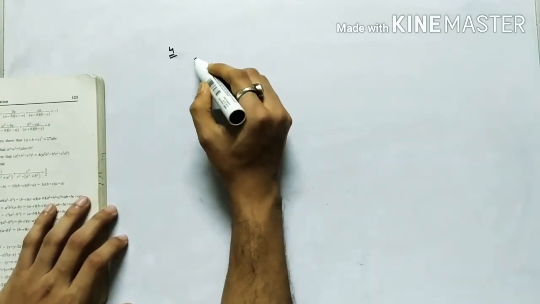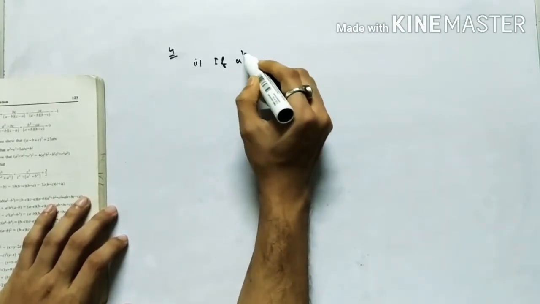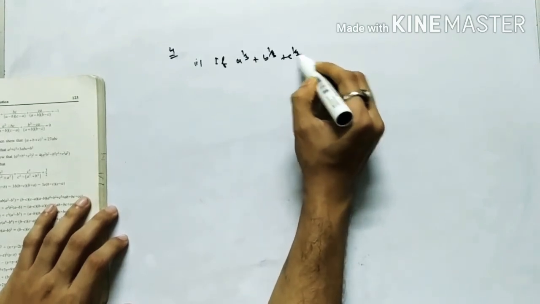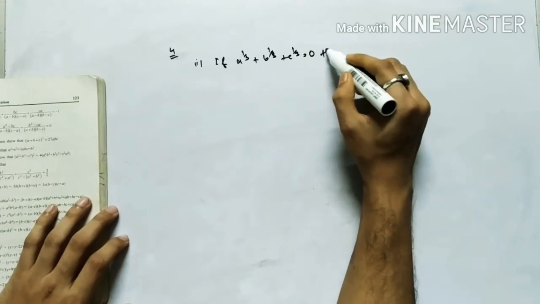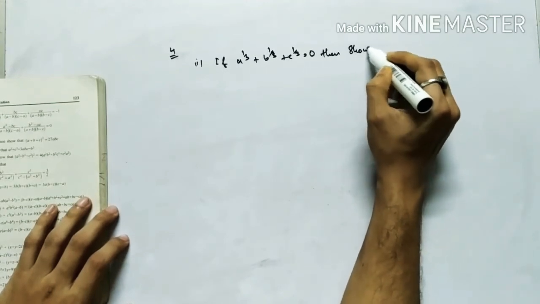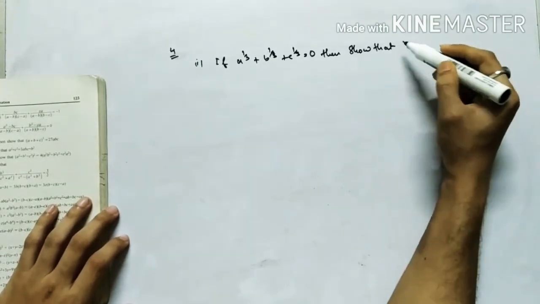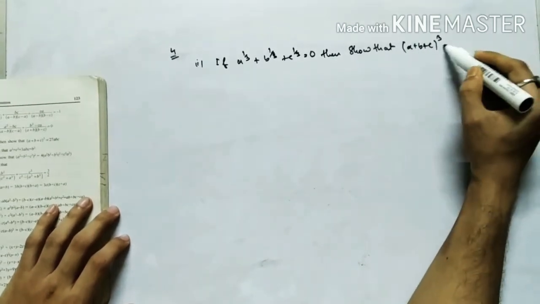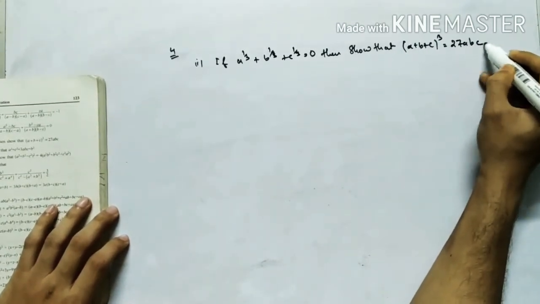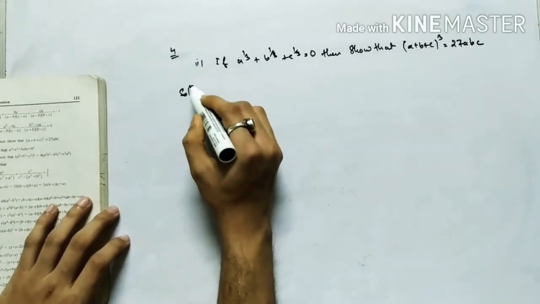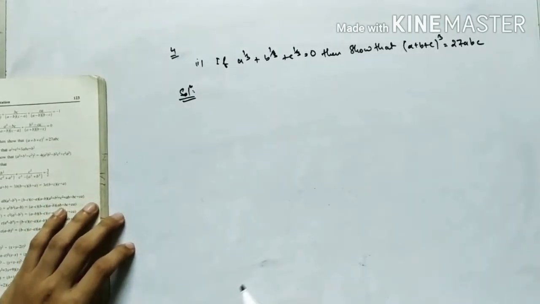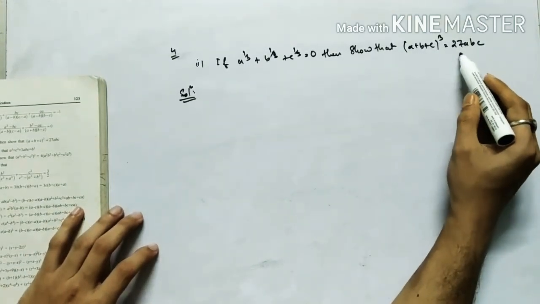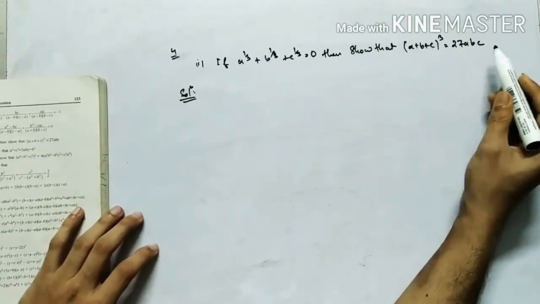So this is type 4, question number 1. If A to the power 1 by 3 plus B to the power 1 by 3 plus C to the power 1 by 3 equals 0, then show that A plus B plus C the whole cube is equal to 27 ABC. So in here I will write the solution.